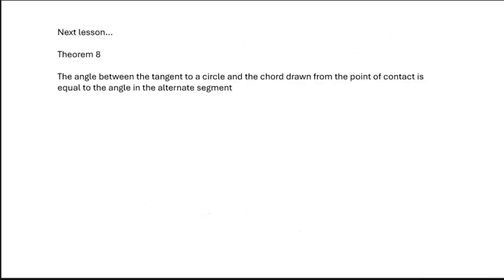With that being said, on the next lesson we'll be tackling theorem 8, which states that the angle between the tangent to a circle and the chord drawn from the point of contact is equal to the angle in the alternate segment. So the keywords that I need you to go home with and put in mind are alternate and segment. We've talked about the point of contact, you can revisit that, and also the tangent and the chord will be the terminology that will be used.